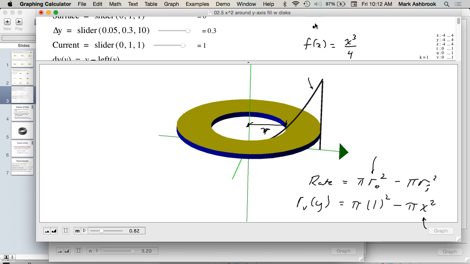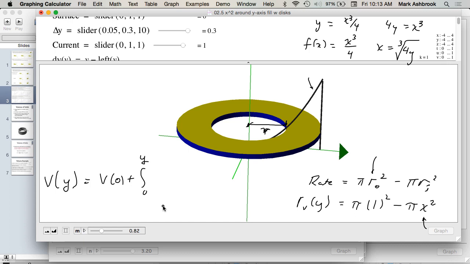So I need to solve this for x, right? So if y equals x cubed over 4, that's going to say that I have to figure out what x is, and that'll give me x in terms of y. So I think it's the cube root of 4y, right? I'm going to multiply by 4. Solving for x, I get the cube root of 4y. So that's what goes here. So now we can write our volume function. Our volume now is a function of y. It's going to be the volume at 0 plus the integral from 0 to y. And now we need our rate function, which is pi times 1 squared.